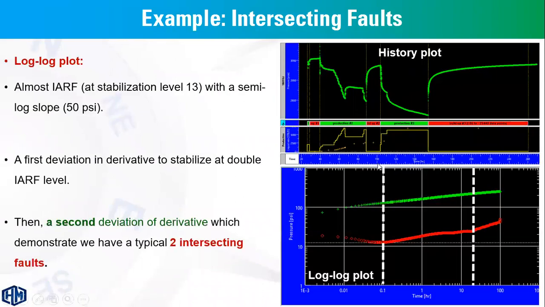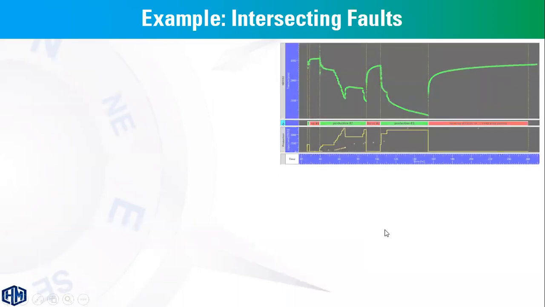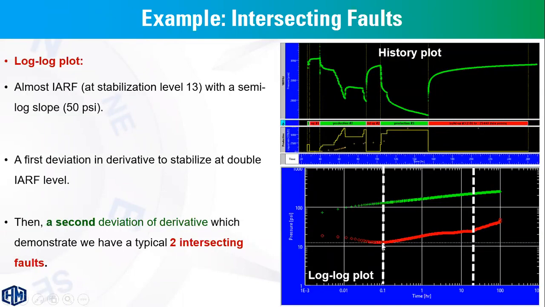This is an example of the two intersecting faults. As you can see, we have this sequence. This is the history plot. This is the flow rate versus time. This is the recorded bottom hole pressure versus time. And by constructing the log plot, as you can see, we have this stabilization which reflects the infinite acting radial flow. We have the first deviation in the derivative at this point, which means we have the effect of the first fault, while at this point we have a second deviation in the derivative, which means we have an additional fault.